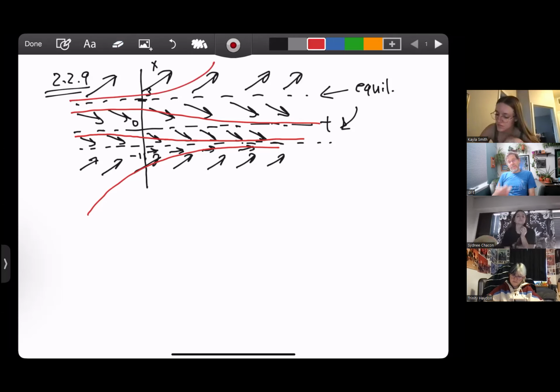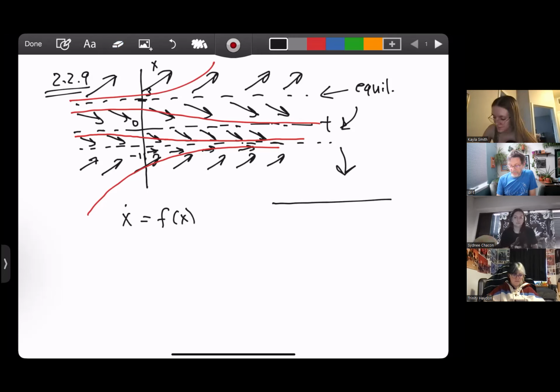So I want to work this backwards. I'm trying to engineer this backwards to the autonomous DE for which this could be the direction field. So the first thing I would do, Kayla, is I would work backwards to first the flow on the line. So let's say here's X, and I've got these 1, 2, 3 different equilibria. So I've got one at 0, I've got one at 3, and Sydney, you are also concerned about this one too.